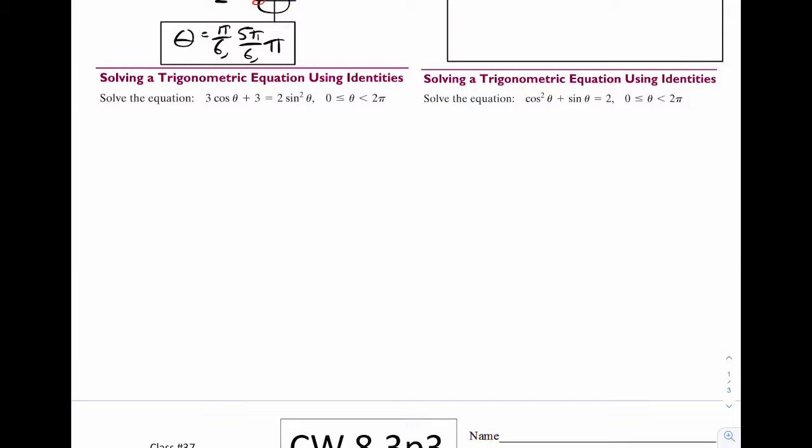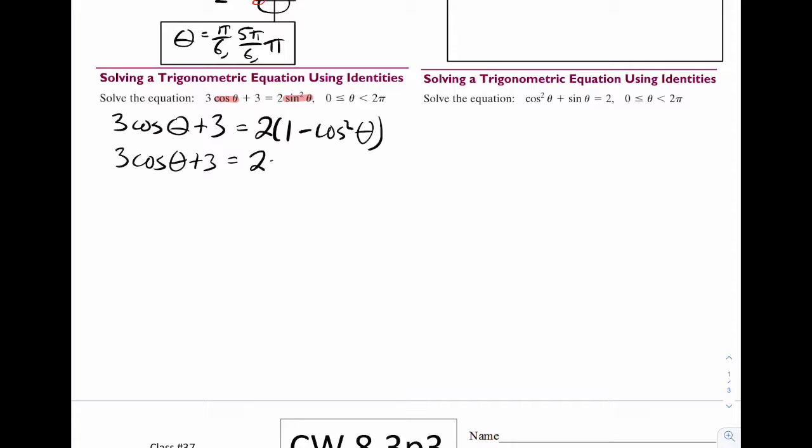Solving a trig equation using identities. So notice how it looks pretty similar to the last one we did, except for one major difference. We have a cosine theta and a sine squared theta, meaning the two functions are different. So what we're going to do is use our knowledge of identities from last chapter. We know sine squared, hopefully you recall this, is 1 minus cosine squared. Now I do that because now all the variables have a cosine on them. And now we're going to solve it like we did the first question.